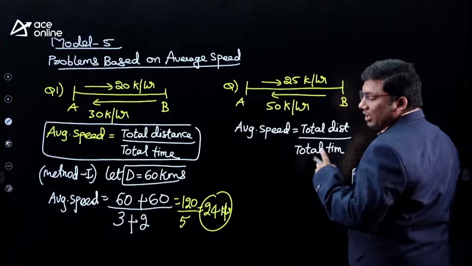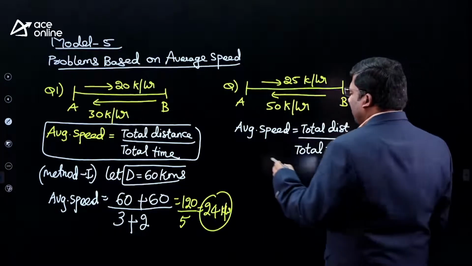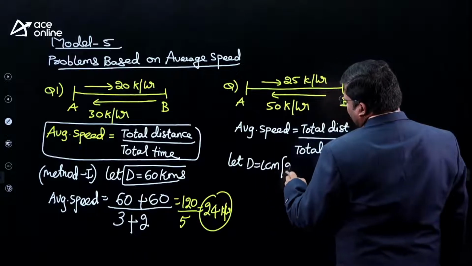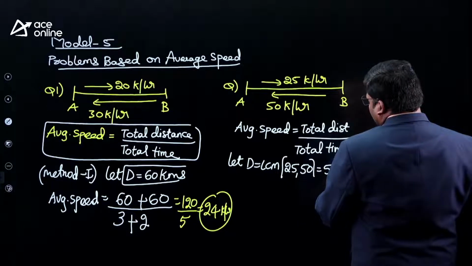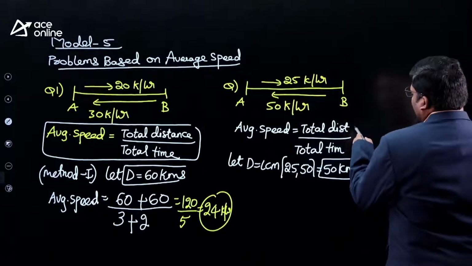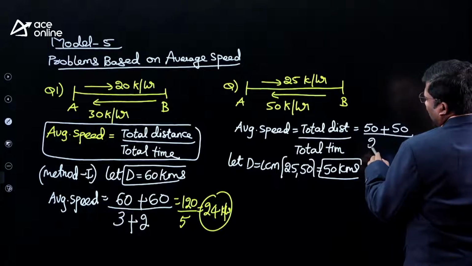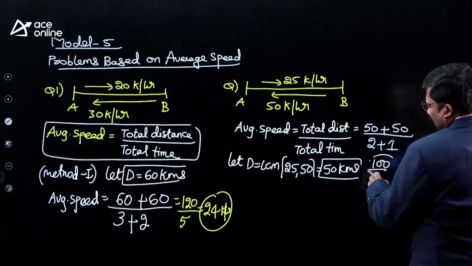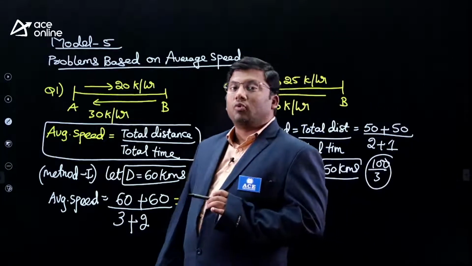He is going from A to B at 25 kilometers per hour, coming from B to A at 50 kilometers per hour. So let D be equivalent to the LCM of 25 and 50, which is 50 kilometers. I am assuming the distance from A to B as 50 kilometers. Going from A to B, 50. Again coming from B to A, 50. While going, 2 hours; while coming, 1 hour. So 100 by 3, which is 33.33 kilometers per hour.